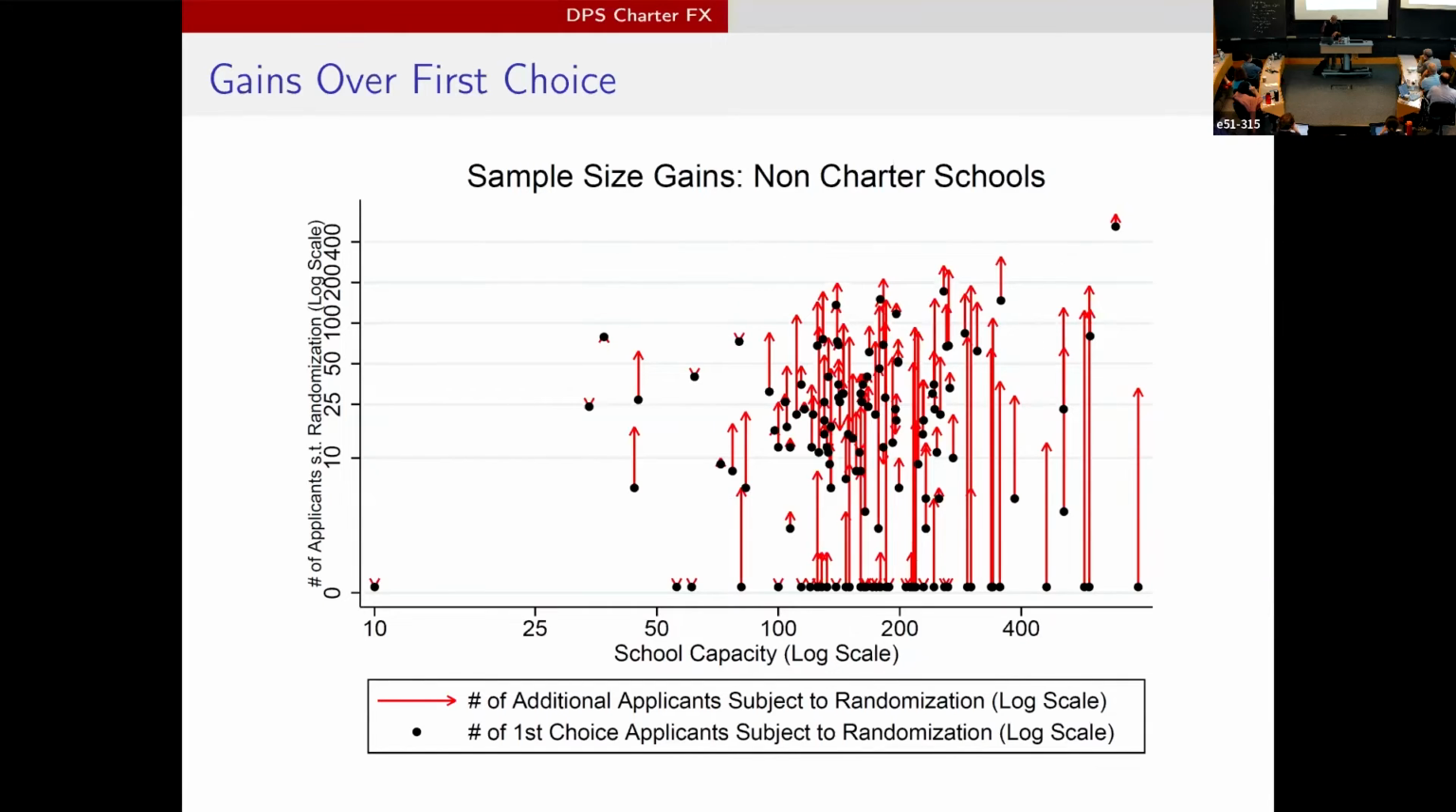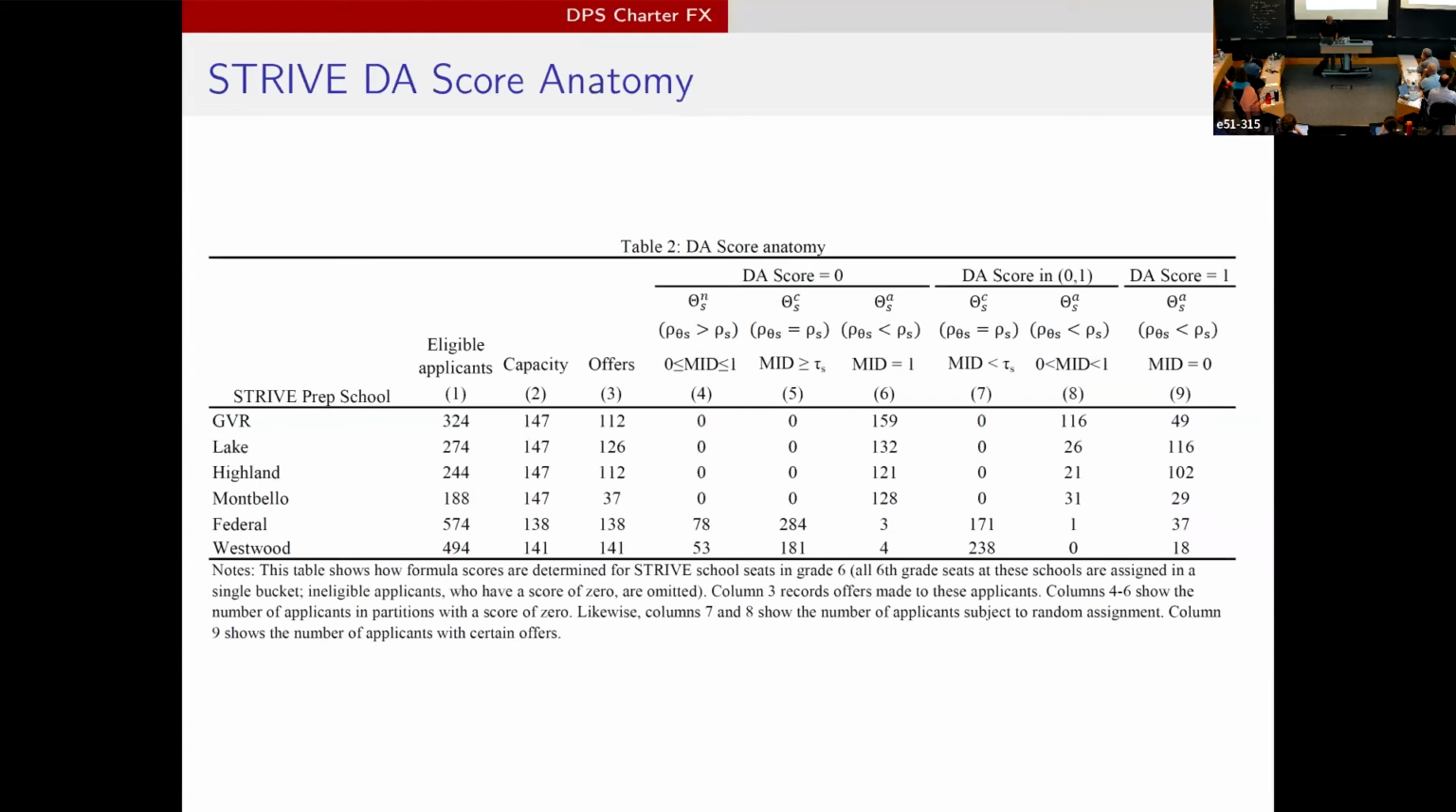And the arrows here indicate the number of additional applicants subject to randomization when we think about the entire choice that they submit, which we now can use the propensity score formula. Okay, so this is something that's promising in terms of getting more precise estimates. Let me show you another thing, just a bit about the formula I gave you. How does it actually work?